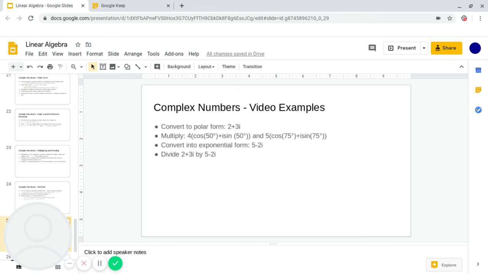All right, so let's get started. So with number 1, we want to convert this 2 plus 3i to polar form.